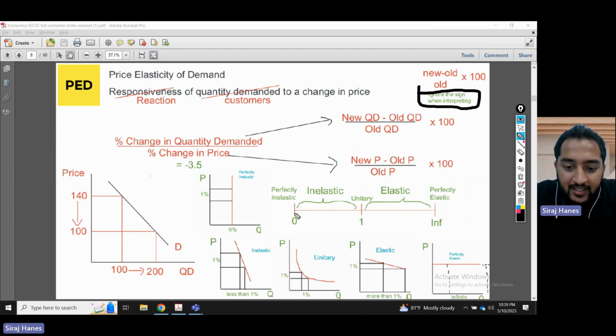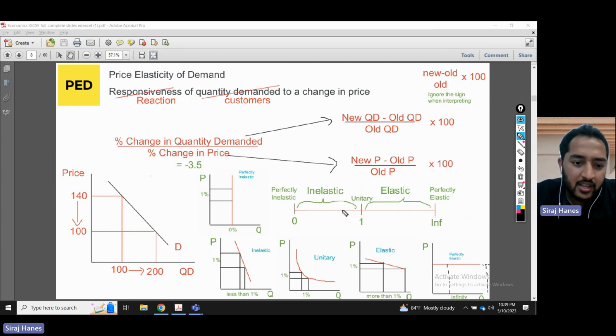There are a few things you need to know. This is a scale here. It can be either 0, 1, infinity, or it can be between 0 and 1, unitary, or between 1 and infinity. So in other words, it can be below 1 or above 1. It can be 0, 1, or infinity. So let's see where this lands.